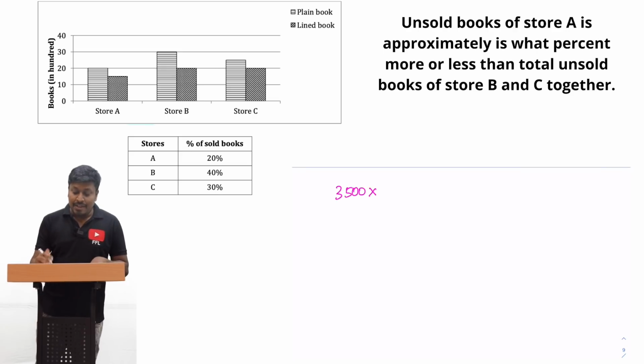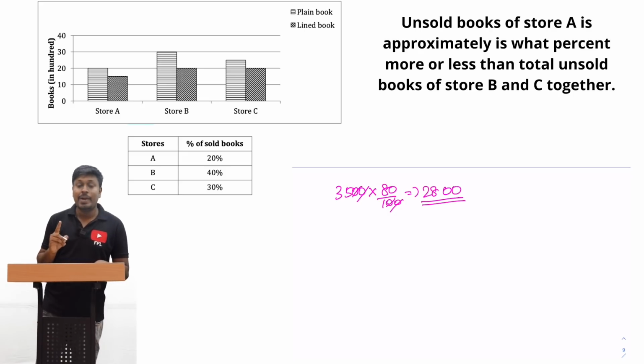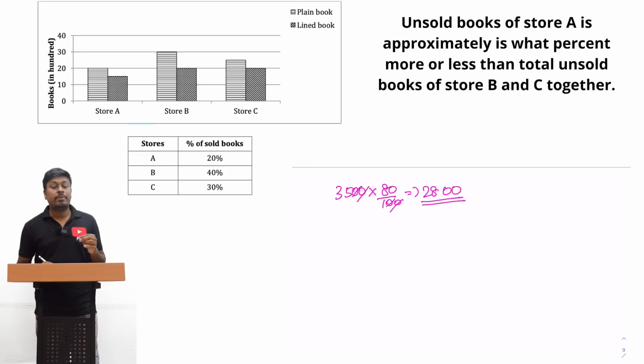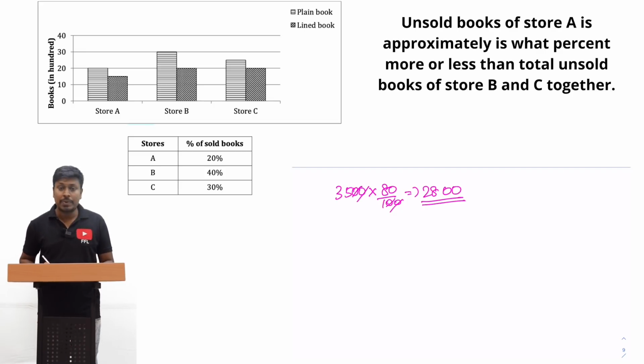Out of this, 20% of the books are sold, then the remaining 80% of the books will be unsold. So if you find the answer, 8 5s are 40, so 24, 28. So 2800. So 2800 will be the total number of unsold books from store A.